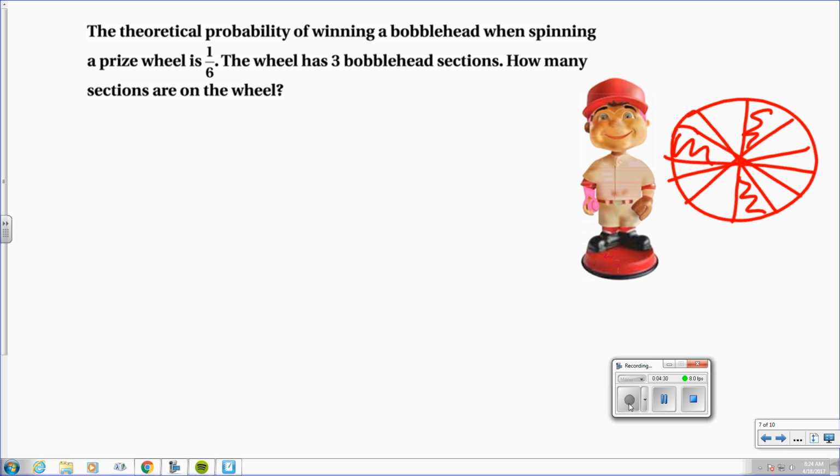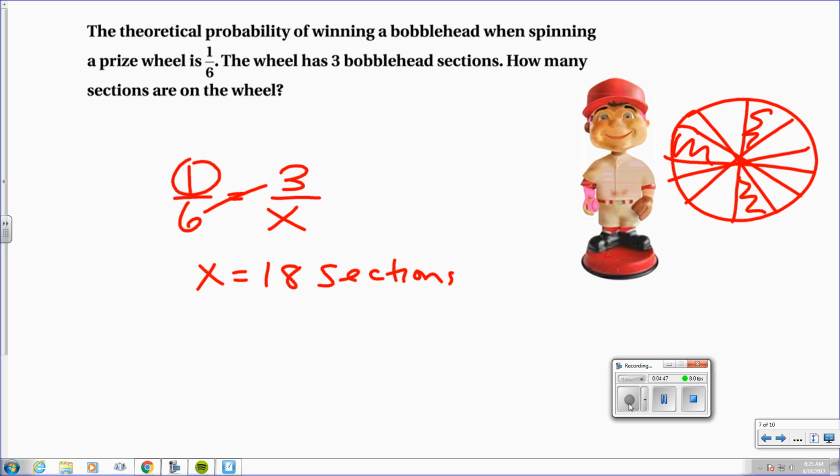Well, I know the probability of getting one is 1 out of 6. And I know there are 3 on the whole thing, but I don't know how many total there are. So that's how you'd set up your probability. Cross multiply. 6 times 3 is 18. 18 divided by 1 is 18, which means there are 18 sections on your wheel.